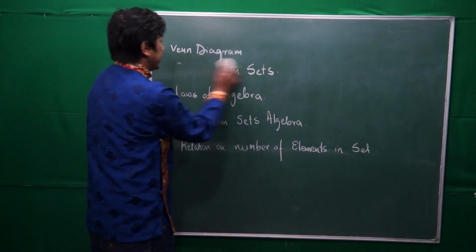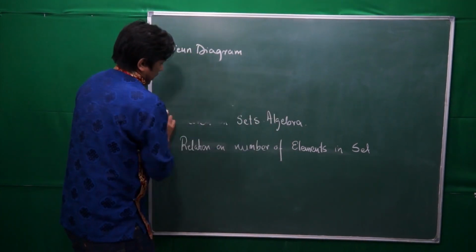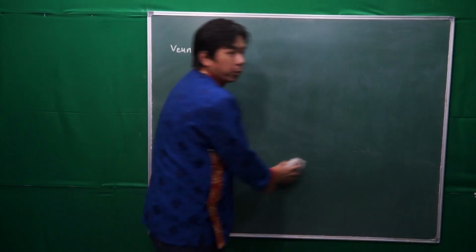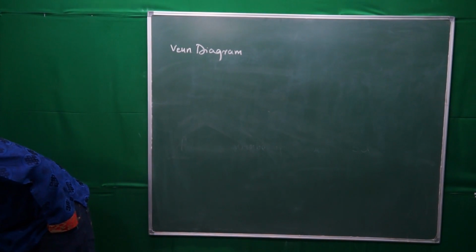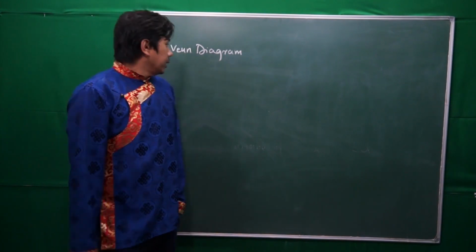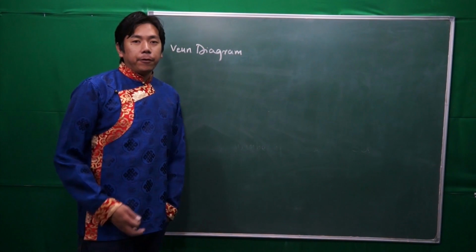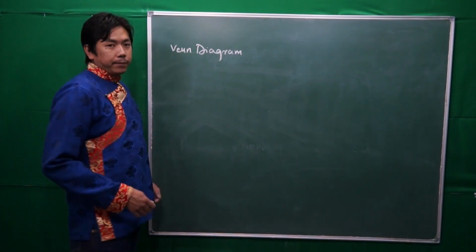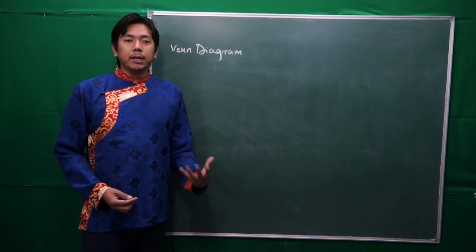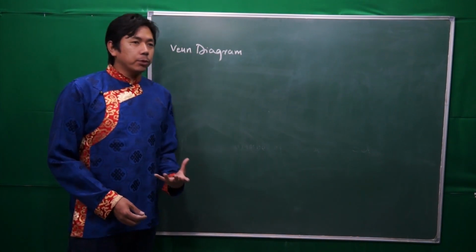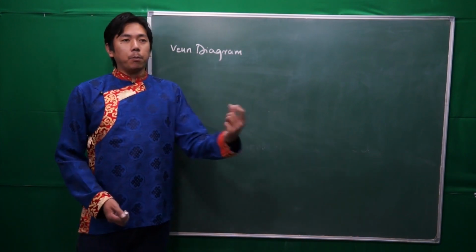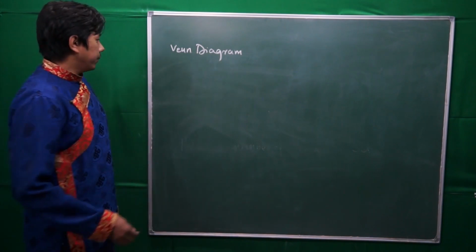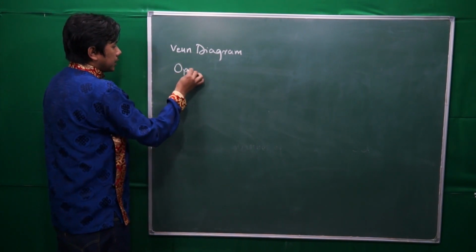So to begin with, Venn diagrams. A mathematician by the name John Venn, in collaboration with Euler, devised a method of operations of sets, and that method came to be known as Venn diagram. He created certain diagrams through which sets can be represented and their operations as well. So I'll be going with operations together.